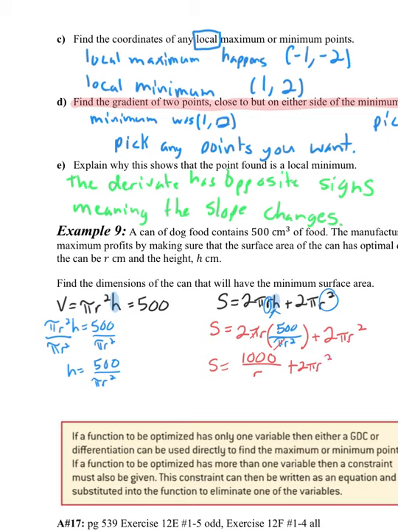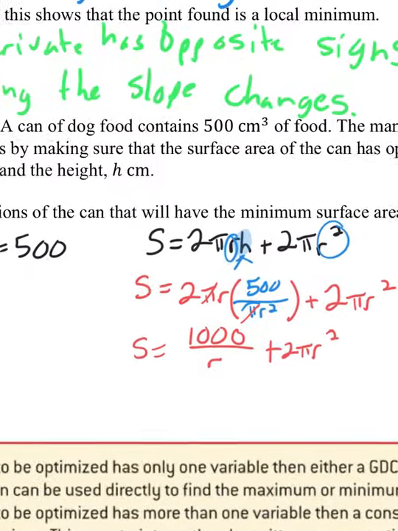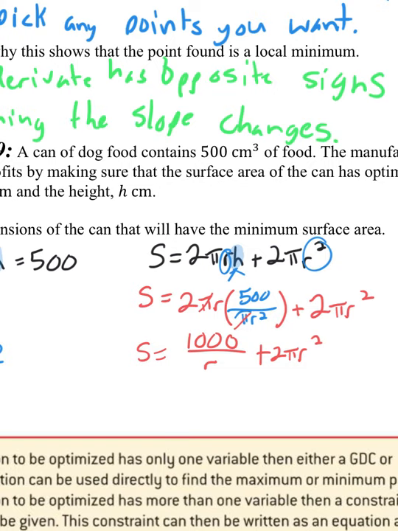So now I have an equation for surface area in terms of radius only. So that's going to be nice. Now I only have one variable that I'm worried about, just the radius of the can. All right.